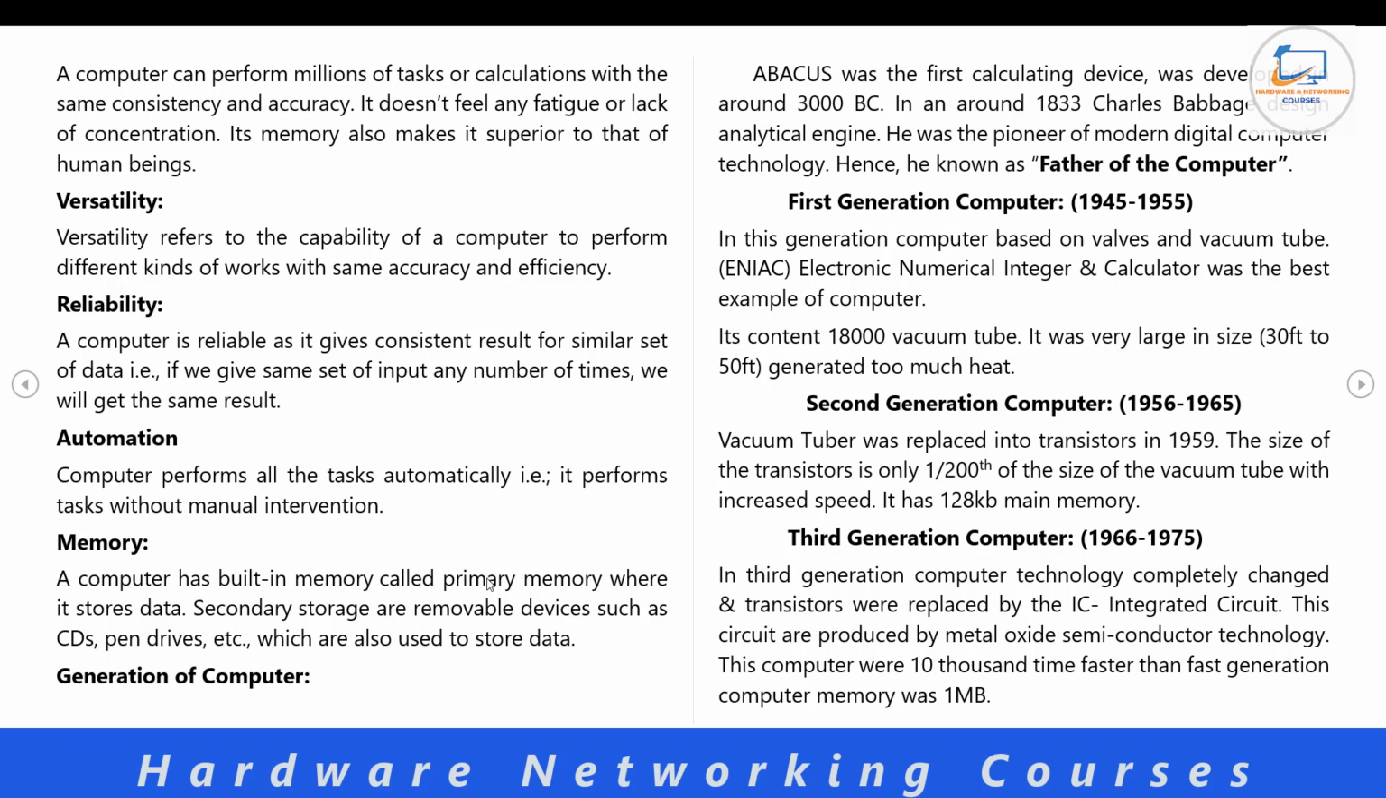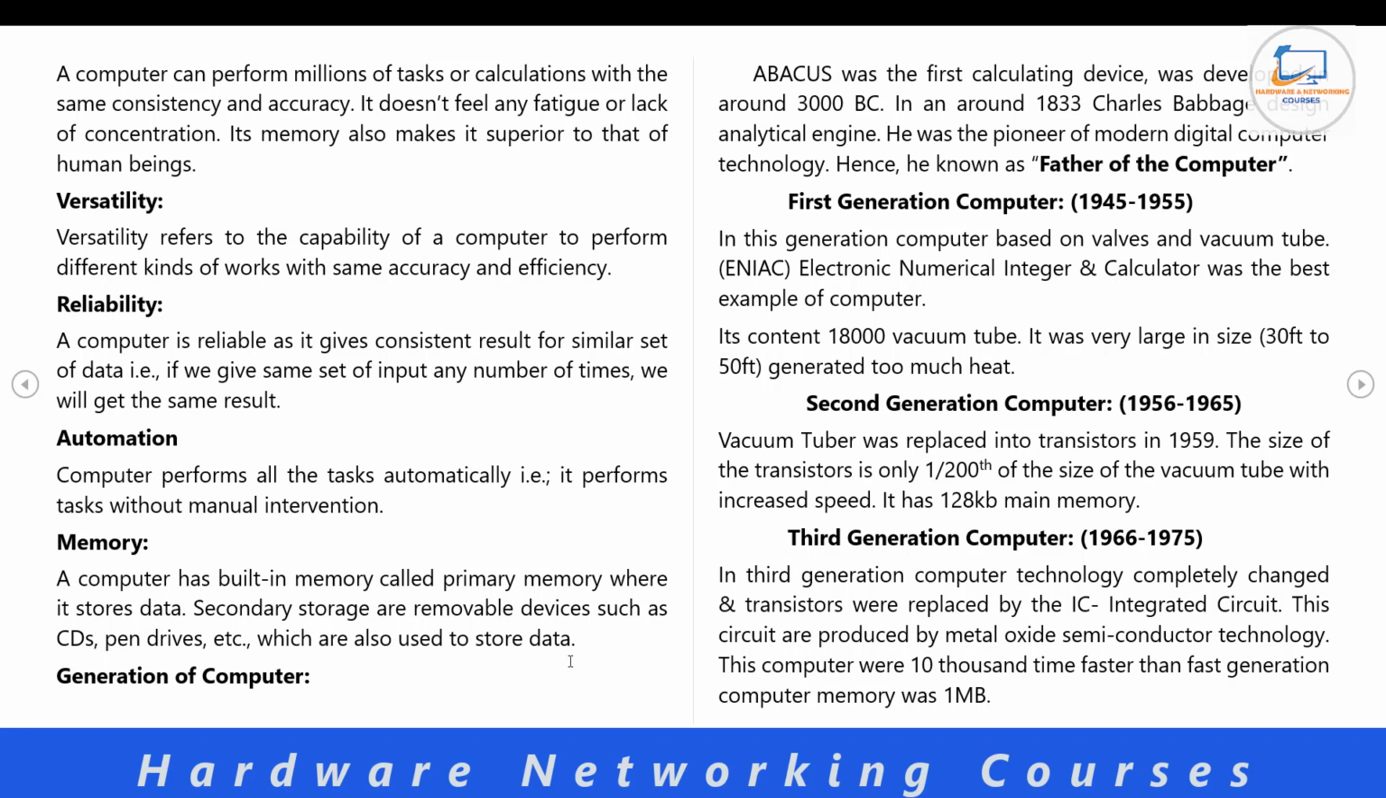Versatility. Versatility refers to the capability of a computer to perform different kinds of work with the same accuracy and efficiency. Reliability. A computer is reliable as it gives a consistent result for a similar set of data. That is, if we give the same set of input any number of times, we will get the same result. Automation. A computer performs all tasks automatically, that is, without manual intervention.